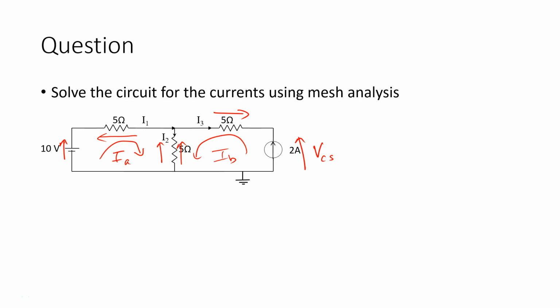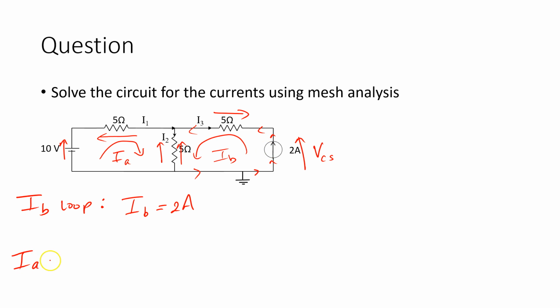Now I'm going to do IB first because you'll see that IB is very simple. So if I start with the IB loop, I can see right away that the current IB, remember the current IB flows like this. Since IB is the only current loop that goes through this current source and the value of the current source is 2 amps, I could say immediately that IB is equal to 2 amps. So I don't need to solve for IB. It is defined by the current loop.